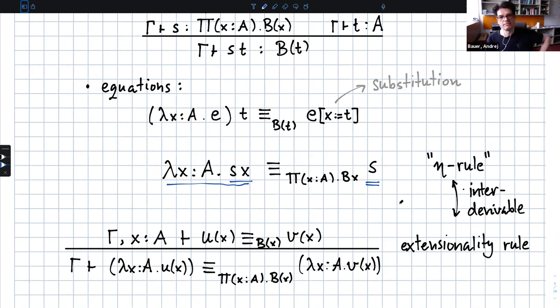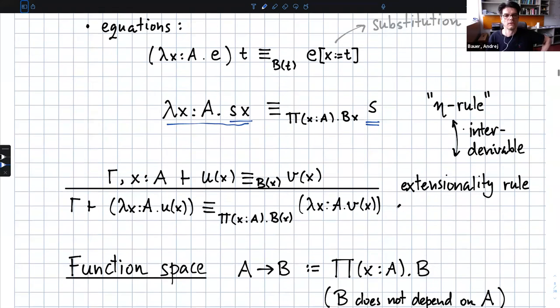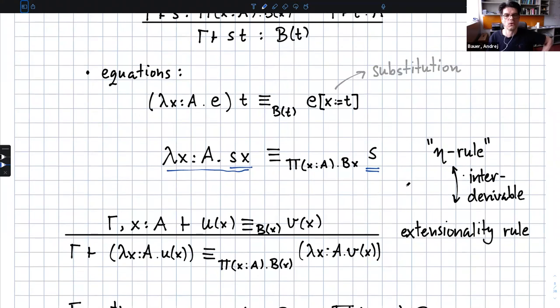By the way, this may be interesting if you've seen these things before, this is interderivable with the following rule, which you could call the extensionality rule. By the way, it is super important that this is not function extensionality, which we'll see later, which says that if u of x equals v of x for an arbitrary free variable x, then when you form the lambdas, you will get the same thing.